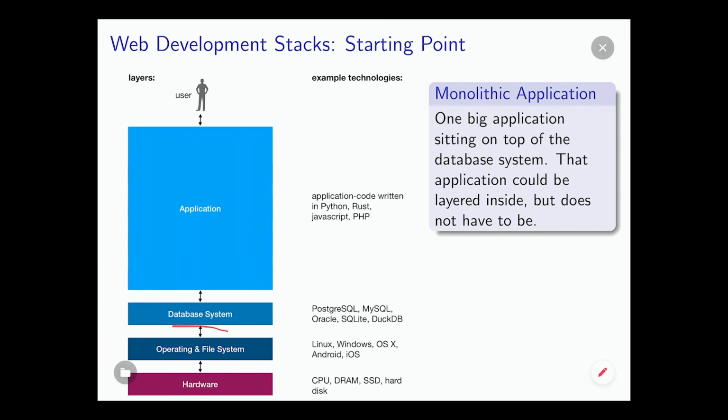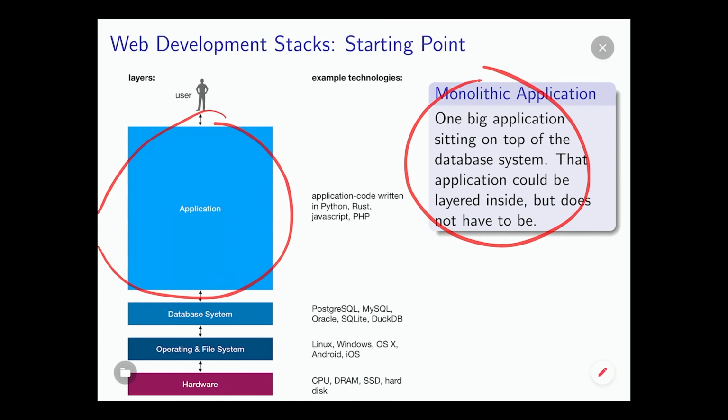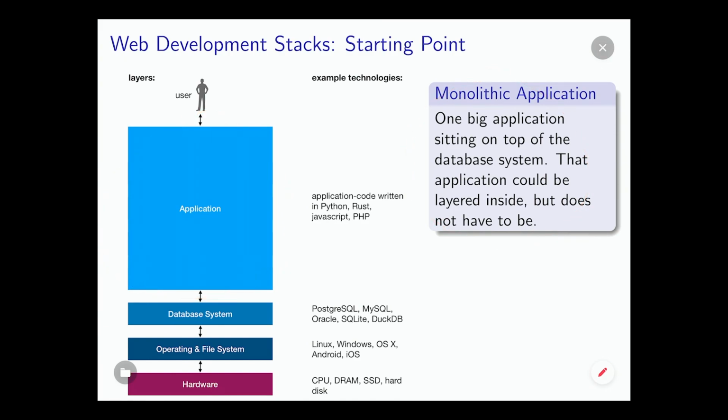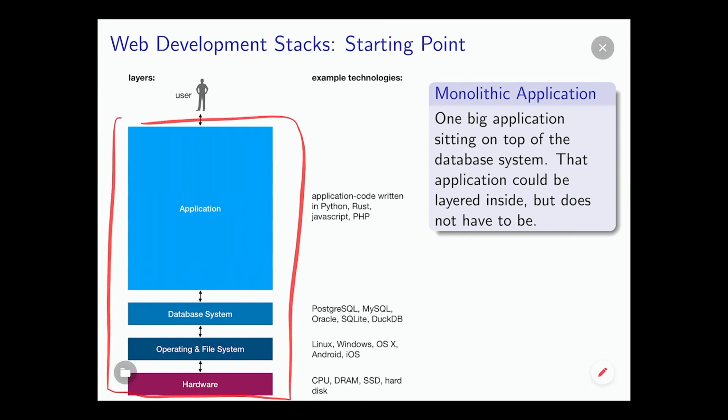Of course, the operating system and the file system run on some hardware. In this layered architecture, the idea is really that you don't bypass the layers. The application that you develop in whatever language of your choice, be it Python, Rust, JavaScript, PHP, you name it, this huge block you develop on top, maybe using a database system, is just another layer. So you have one big application sitting on top of the database system, and that application could be layered inside, but doesn't have to be. Even though I'm displaying 4 layers here, inside those layers you may have nested layers.